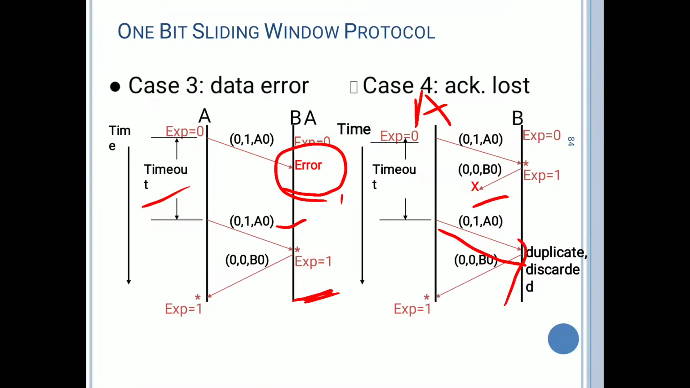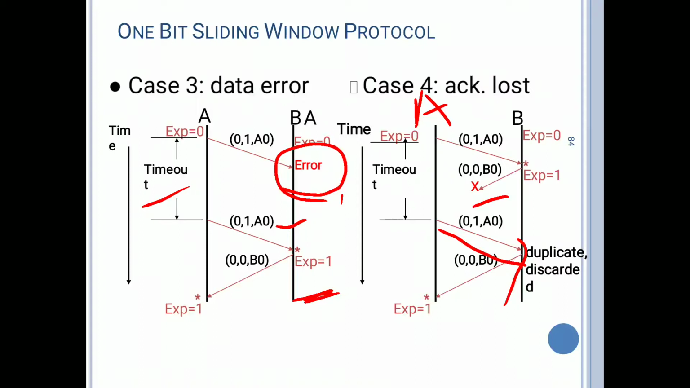So see, 0, 1, A0. Actually, what happened? The data sent by A is correctly received by B. B also sends the acknowledgement, but the acknowledgement is lost in the middle. Now, by seeing this data frame, whose sequence is the same copy of the previous one, B understands that its acknowledgement was lost somewhere. That's why the duplicate data is sent.